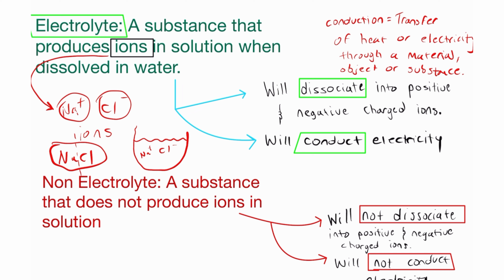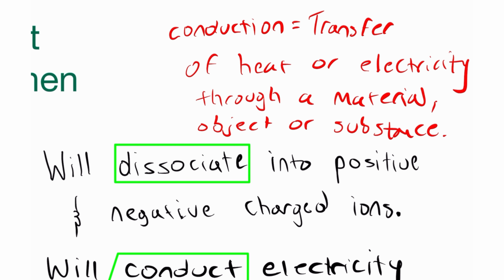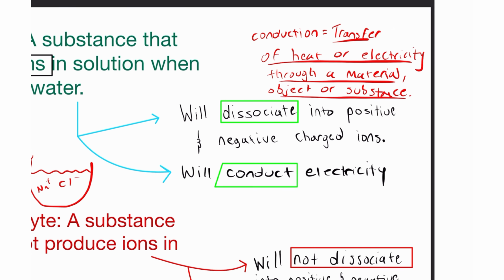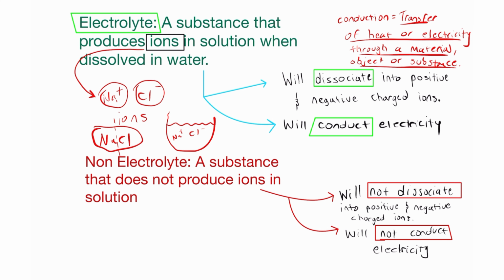Another characteristic is that it will conduct electricity. So an ion will dissociate and it will conduct electricity. So what is conduction? Conduction is the transfer of heat or electricity through a material object or substance. So for the sake of this video, we'll keep it with electricity, where there'll be a transfer of electricity through a material object or substance. This is a characteristic of an ion. It's able to conduct electricity, meaning it can flow, it's able to move, it's a good conductor.